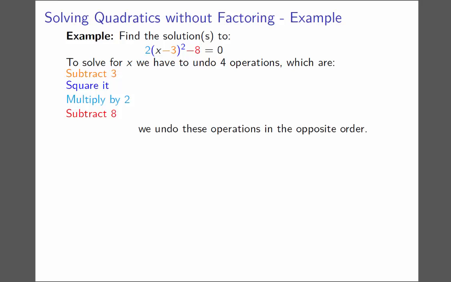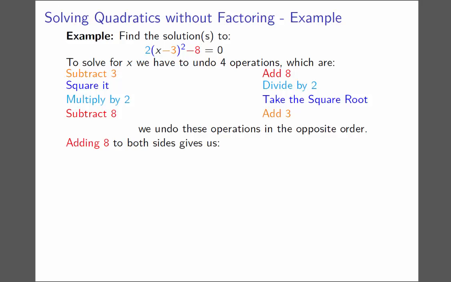Like we learned from Frog and Toad, to undo these operations, we want to undo them in the opposite order. So first we undo subtracting 8 by adding 8, undo multiplying by 2 by dividing by 2, undo squaring by taking the square root, and finally undo subtracting 3 by adding 3. So the place we want to start is by adding 8 to both sides.